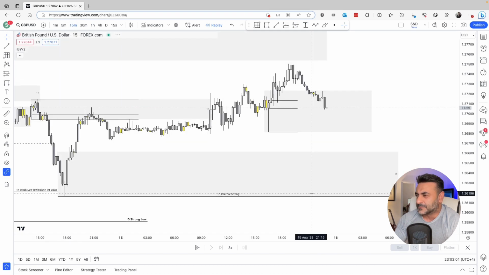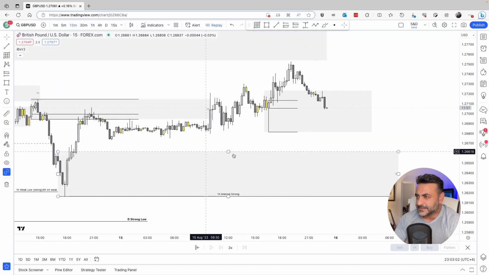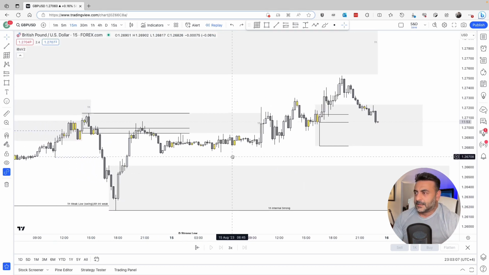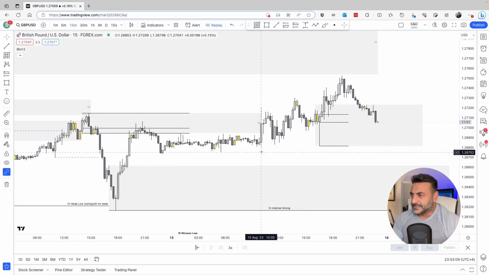So once we go into 15-minute, what do we see here? We see a massive, let's see, it came down. Yeah, so over here, it swept the liquidity. It stayed above this all the time. This was the impulse that broke the thing.